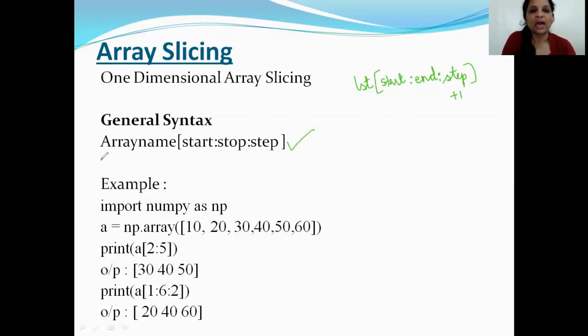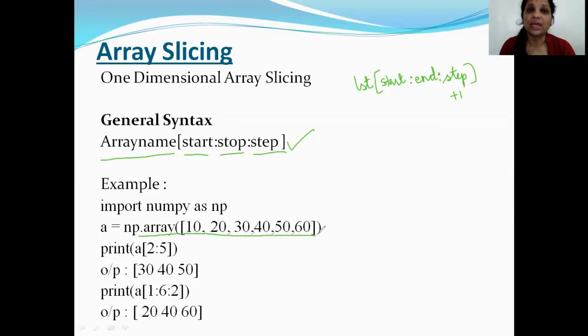You specify the array name. You specify where to start slicing. You specify where to stop. I repeat, you don't end at stop. You can maximum go up to one element before stop. And how do I access these elements? Do I access all elements? Then step value will be 1. Do I skip elements and access? Then step value will be something else. Is that clear? Okay. So here I've created an array.